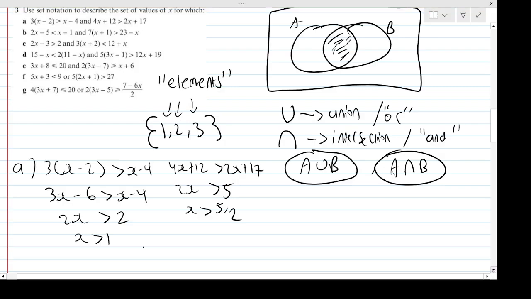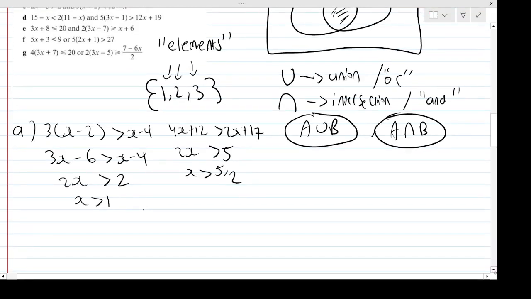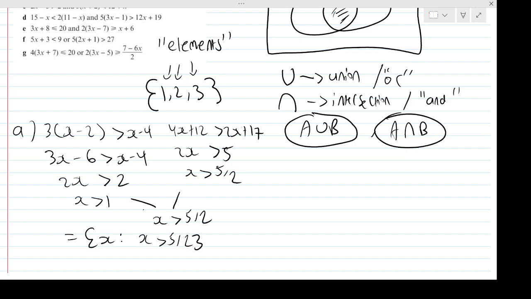Now think about this. If x has to be greater than 1 and x has to be greater than 5 over 2, which is 2.5, well, the bigger one is 2.5. So all in all, these just combine to get x greater than 5 over 2. There we are. So then as a set, set notation is the set of values of x such that x is greater than 5 over 2. Great.